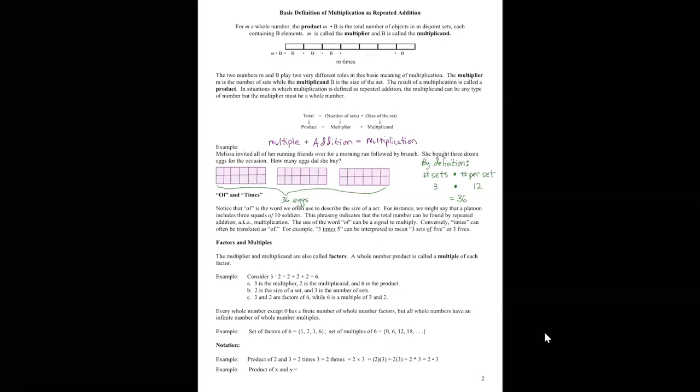Use of the word of can be a signal to multiply. But again, it could also mean something else, because if I were to say 3 of the 12 eggs are rotten, I'm not asking you to multiply there. Right? That's actually more like division or a ratio. So it's a tricky one, because of the wording.